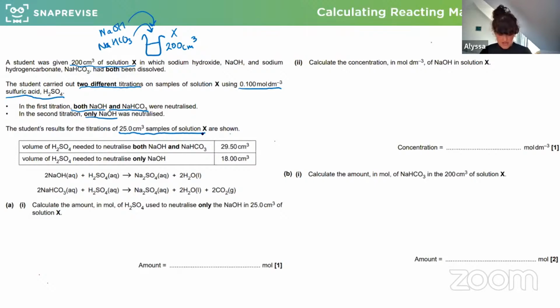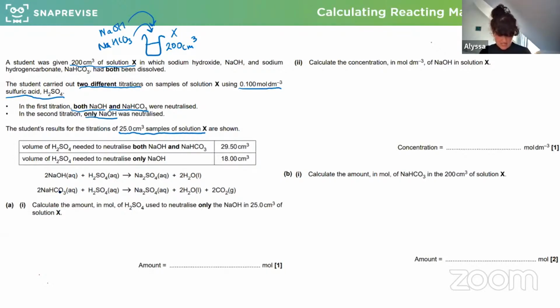The volume of sulfuric acid needed to neutralize both of those bases was 29.5 centimeters cubed. The volume of sulfuric acid needed to neutralize only sodium hydroxide was 18 centimeters cubed. We've also been given the equations for the reaction of sodium hydroxide with sulfuric acid and sodium hydrogen carbonate with sulfuric acid. Lot of info there. Let's see what we can do with it.